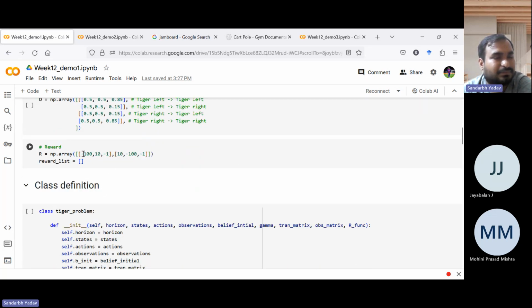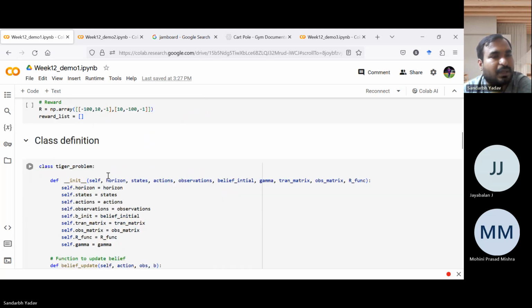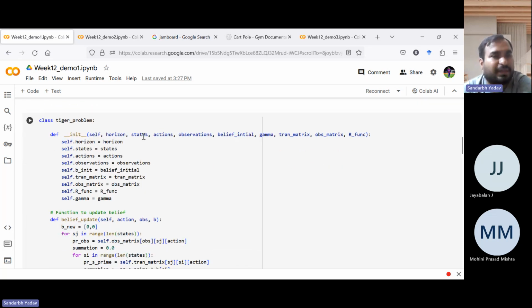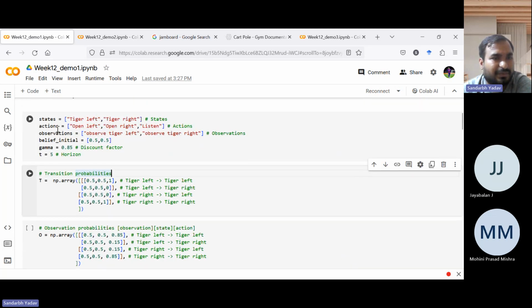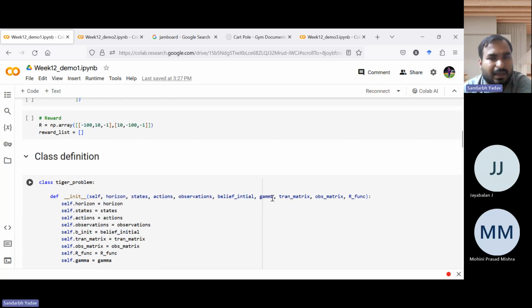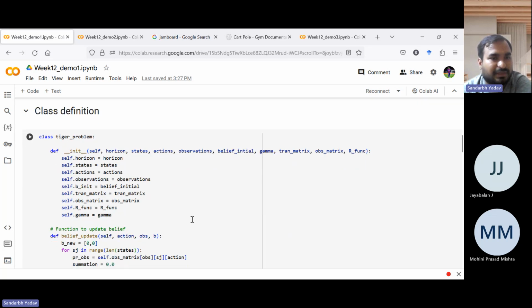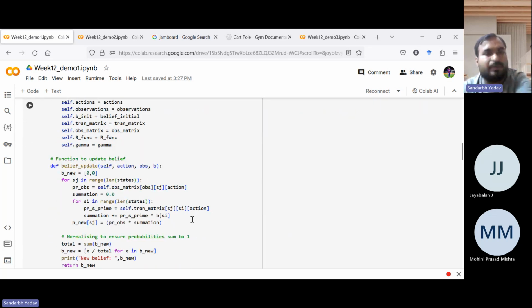And reward, as usual: -100 if you guessed it incorrectly, 10 if you open the door with the correct reward, and -1 if you choose to listen. And similarly here. So this is the class definition, a simple init function, which will initialize all your variables: horizon, states, actions, observations, initial belief, gamma, transition matrix, observation matrix, and reward function. All this we have already defined above.